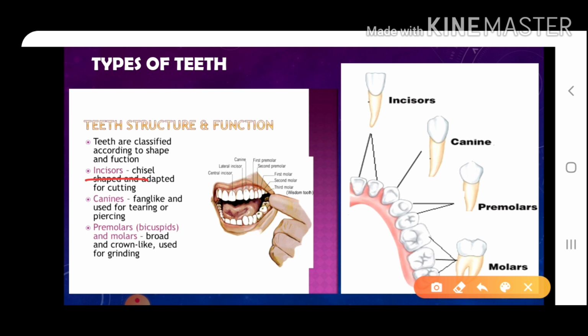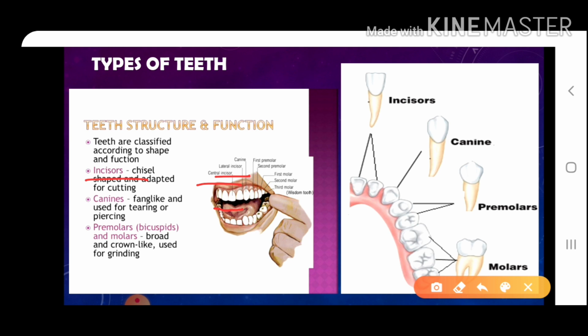Over here in this diagram, you can see this front tooth is known as the central incisor. The tooth that is present just beside this is known as the lateral incisor. So these are incisors. Now, in total there are 4 incisors. These 4 front teeth are known as incisors.